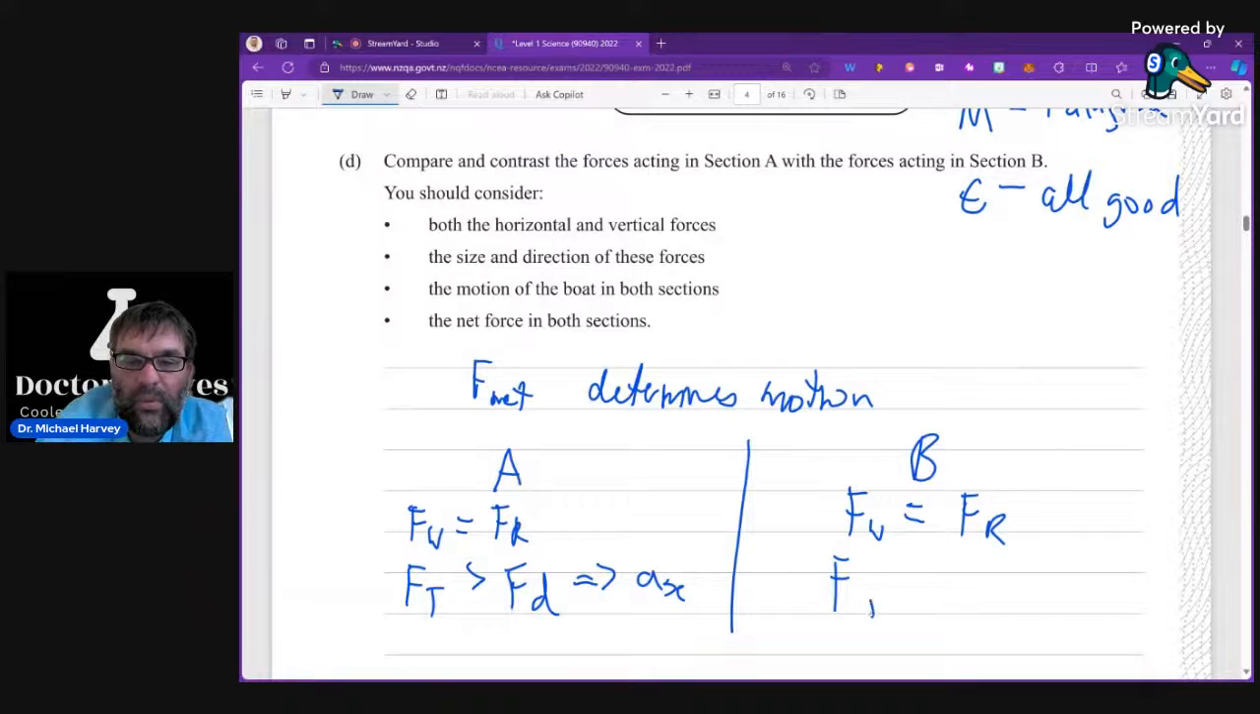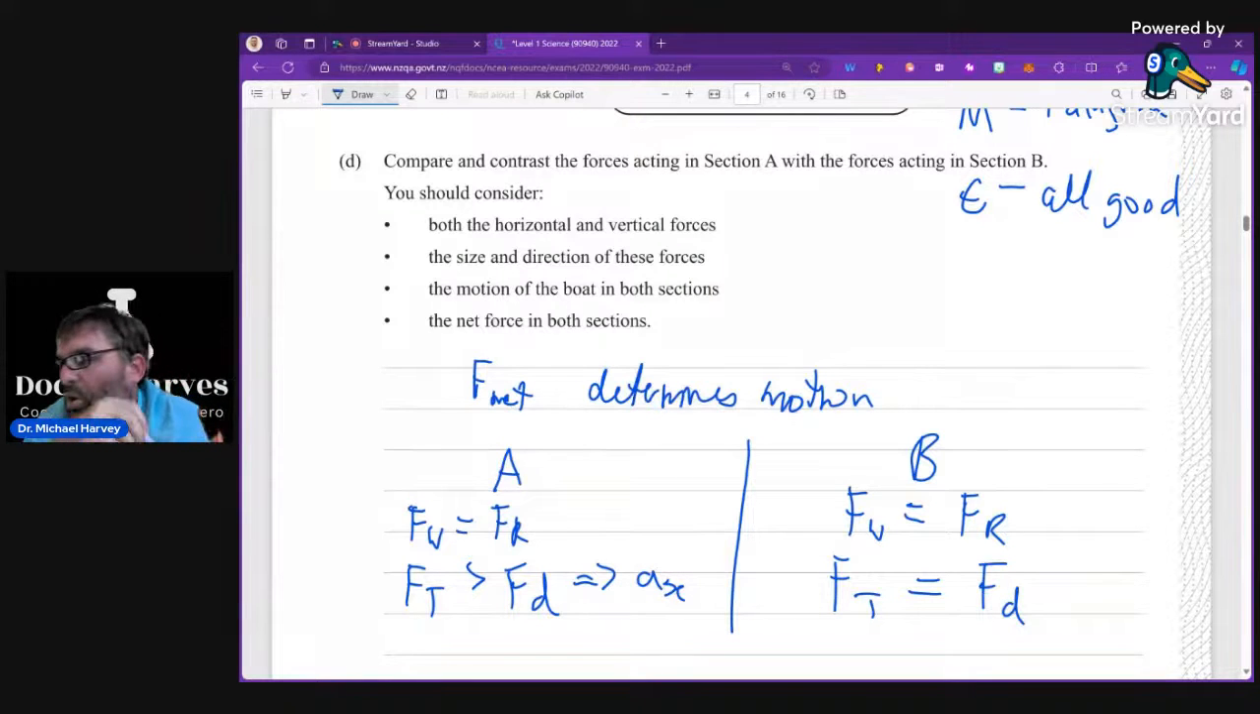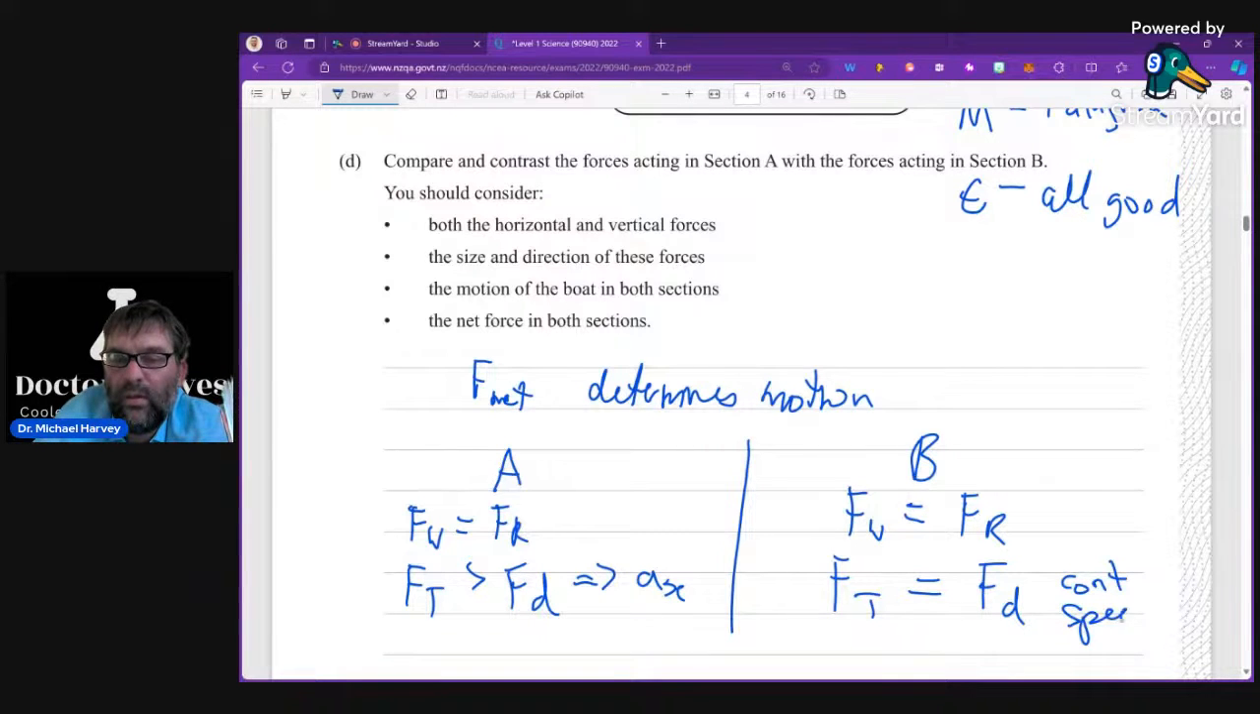And in the other example, the thrust force equals the drag force. So it's going to be at a constant speed. Okay, so that's constant speed for section B. And that will be where you get your excellence.